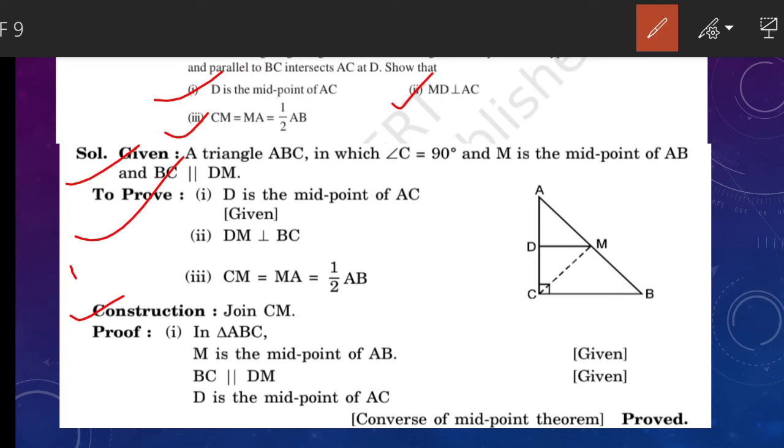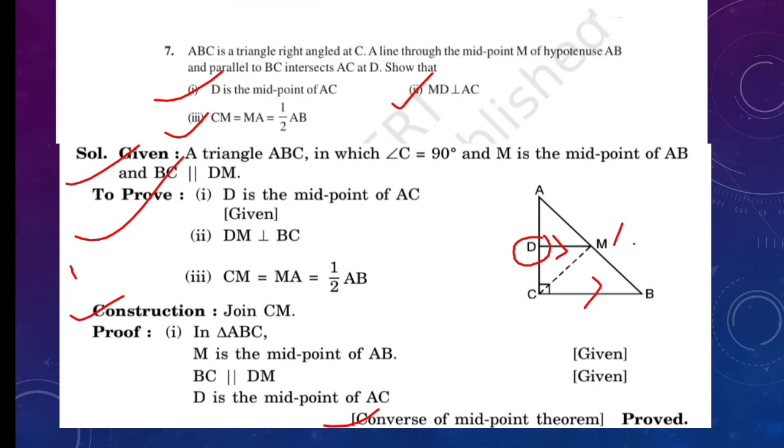In this triangle ACB, M is the midpoint and DM is parallel to BC. So by the converse of the midpoint theorem, we can say D is also a midpoint of AC. So the first one, that D is a midpoint of AC, is proved using the converse of the midpoint theorem.